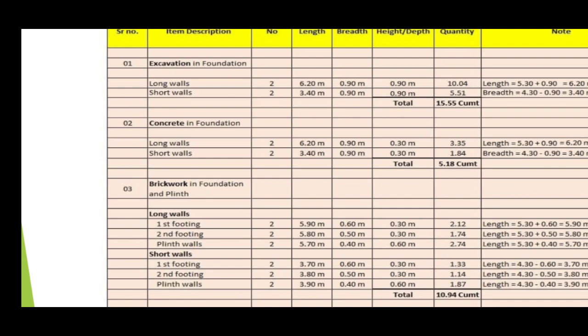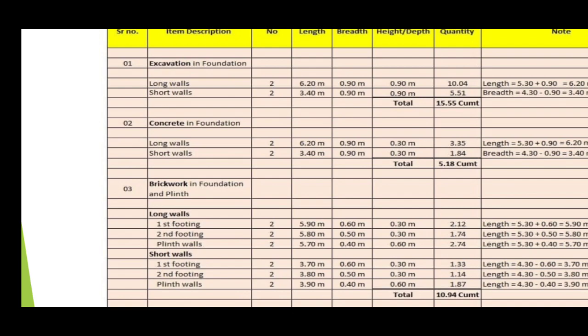6.20 meters. Similarly, for short wall there are two short walls. The length is 3.4 meters, which comes from deducting half width of item from both sides, that is center to center length minus 0.9 by 2 minus 0.9 by 2, that is 4.3 minus 0.9, and the answer is 3.4 meters.